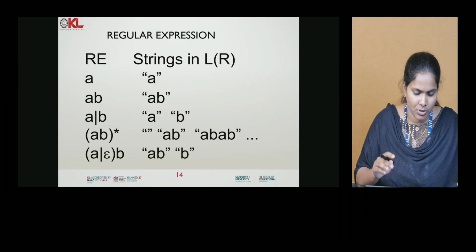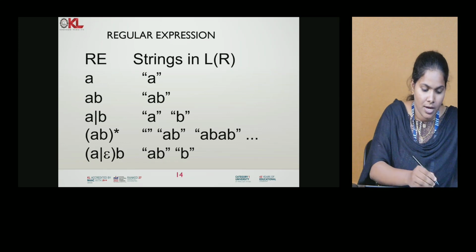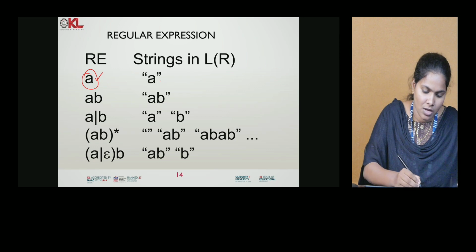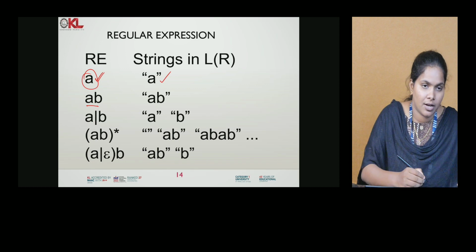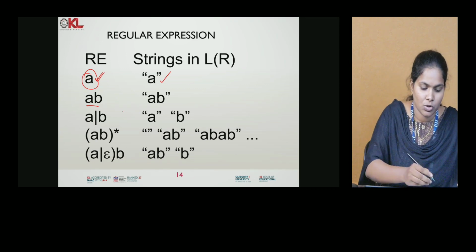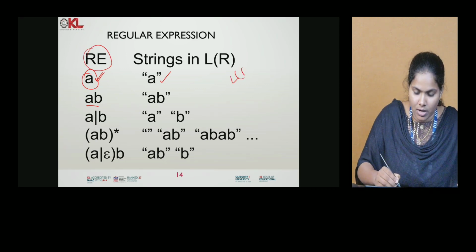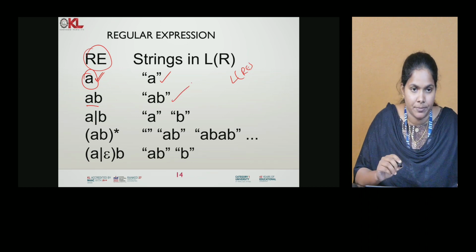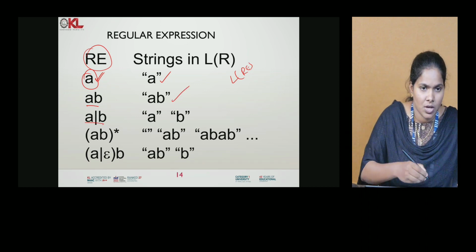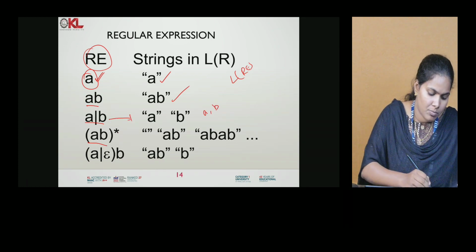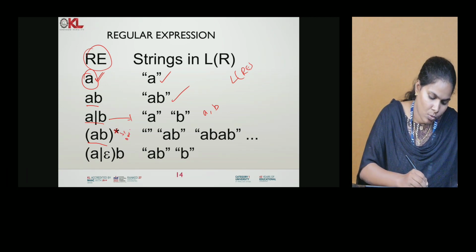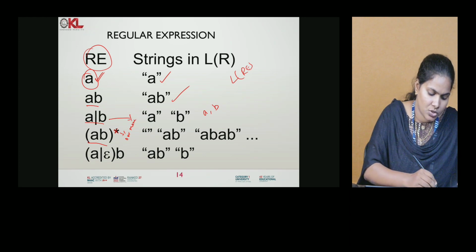Suppose these are some examples of regular expressions. This is the regular expression A, and the string we can draw from this regular expression is A only, because we only have one symbol, that is A. AB is a regular expression; the string in the language of this RE is AB. A or B means we can generate two strings here, A or B. Here, (AB) whole star. What does the star mean here? 0 or more times you can generate this string.